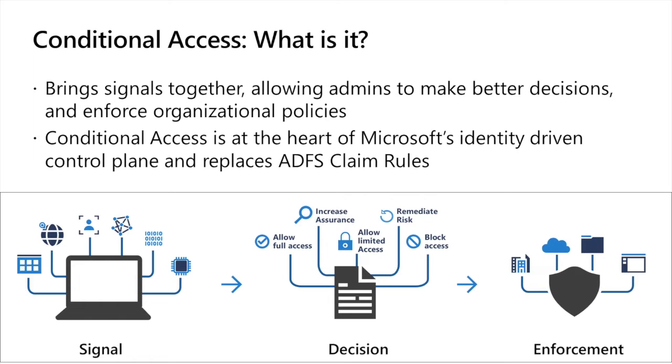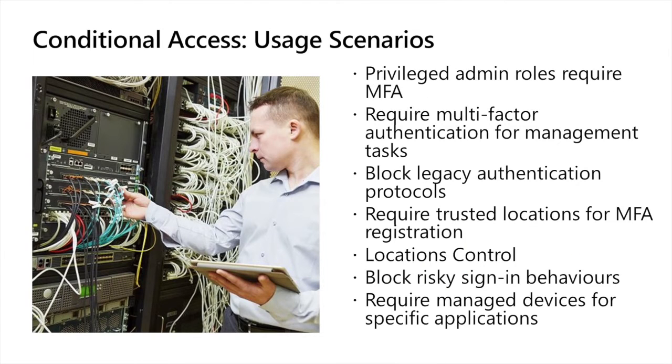There are 3 elements to it. It gathers the signal, it makes a decision, not just based on the policies, but it also uses very clever artificial intelligence and machine learning. And from that decision, it then enforces it. So either the user gets access or the user doesn't get access. Usage scenarios, some examples: you might have remote users, you might have users who travel a lot with their job. A good example is privileged administrator roles.